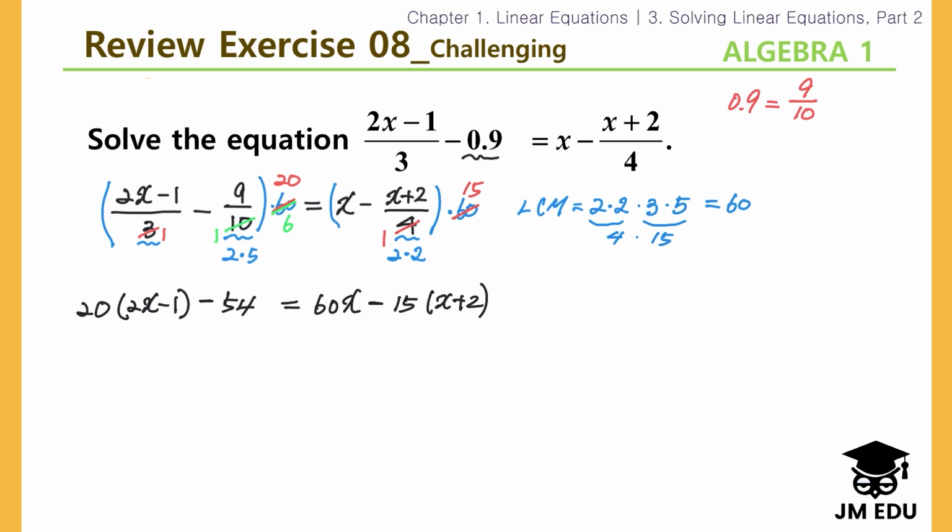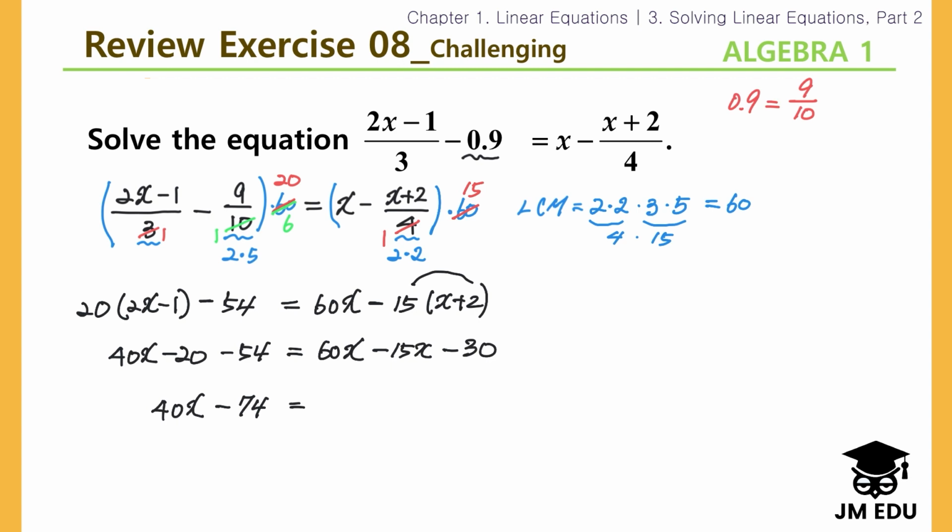Okay, so left hand side, 20 times 2x, that's 40x. 20 times negative 1 is minus 20, minus 54, is equal to 60x minus 15x, minus 15 times 2, that's 30, right? So left hand side, it will be 40x minus 20 minus 54, that's minus 74, is equal to 60x minus 15x, that's 45x minus 30, right? So we have to add 74 here. Well, let's eliminate 45x first.